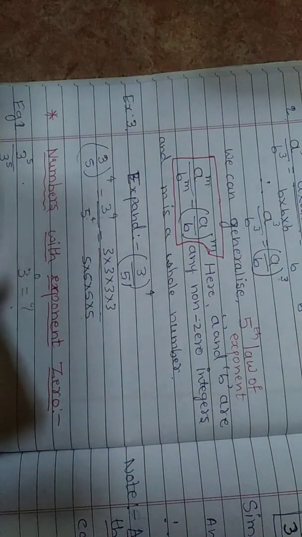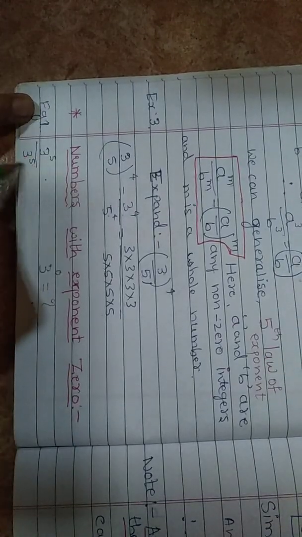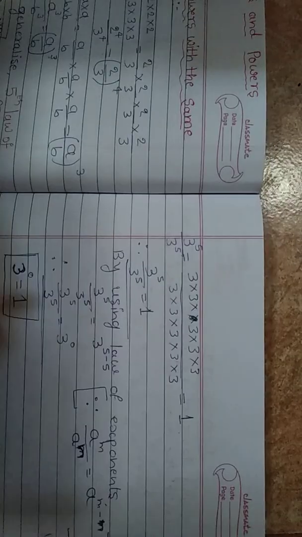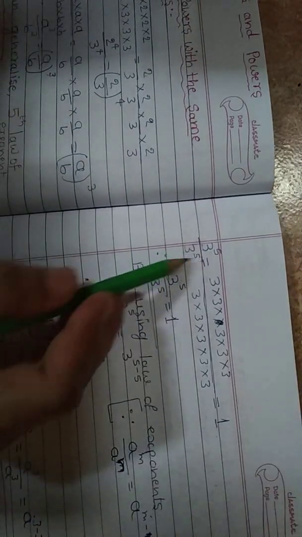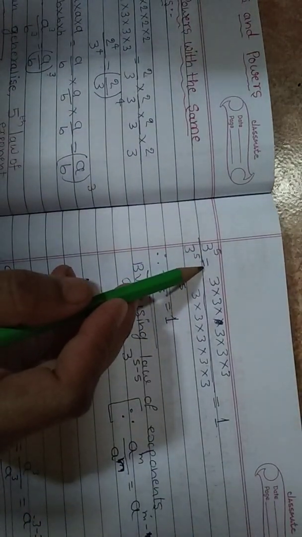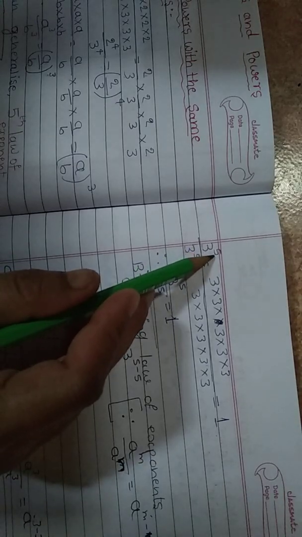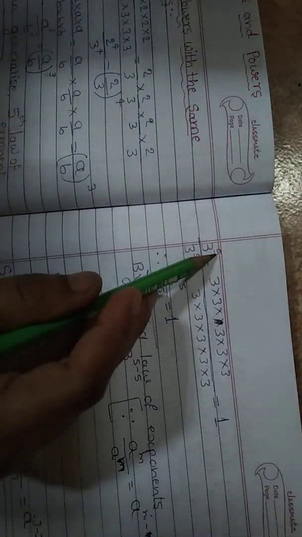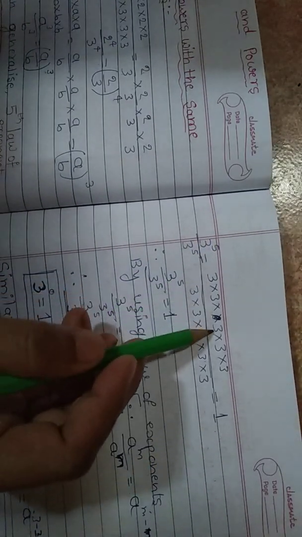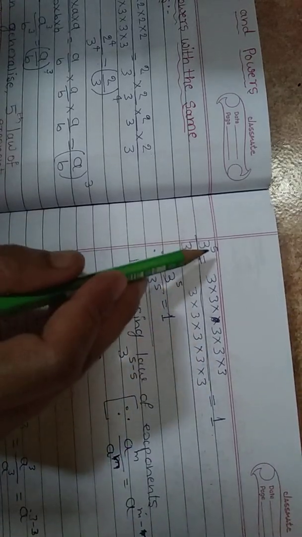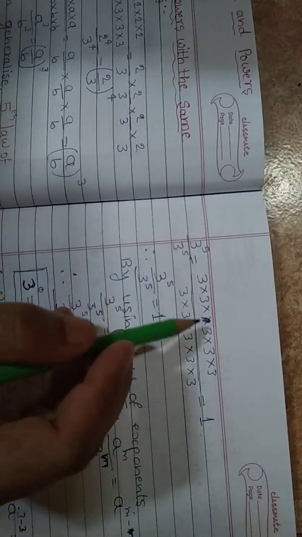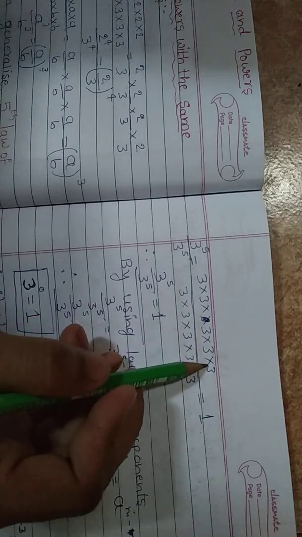Let us take one example. 3 raised to 5 divided by 3 raised to 5. I have taken the example like this. 3 raised to 5 divided by 3 raised to 5 is equal to... we have to expand this exponential term. 3 into 3 into 3 into 3 into 3. 3 raised to 5 means 3 is multiplied by itself 5 times.